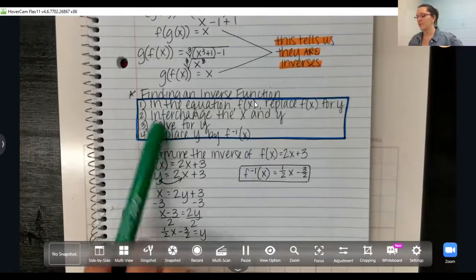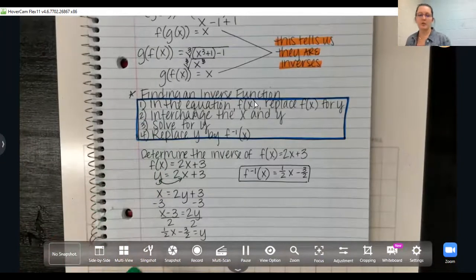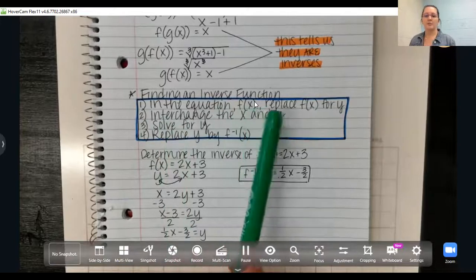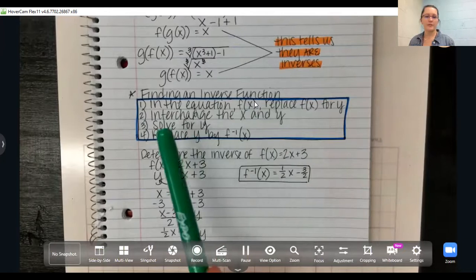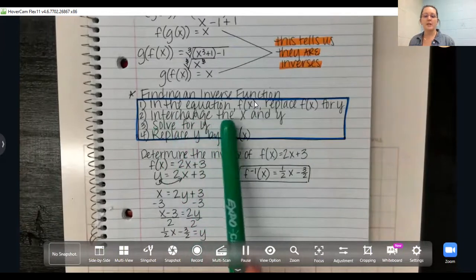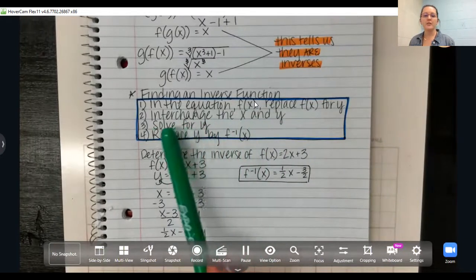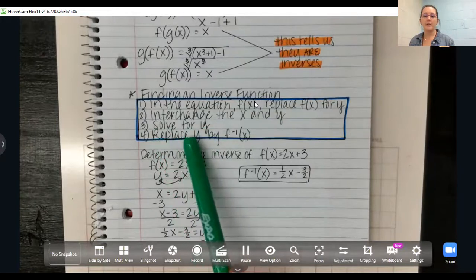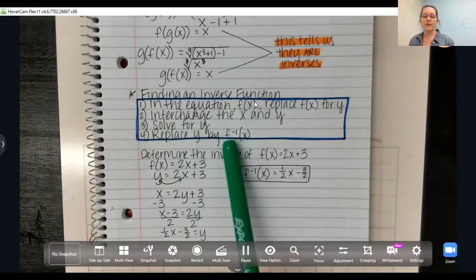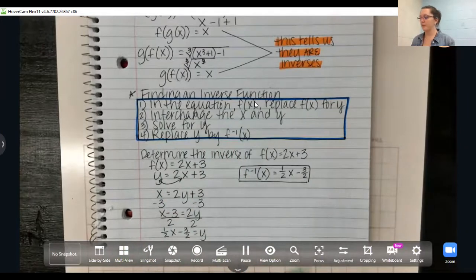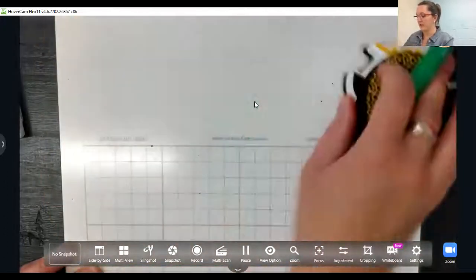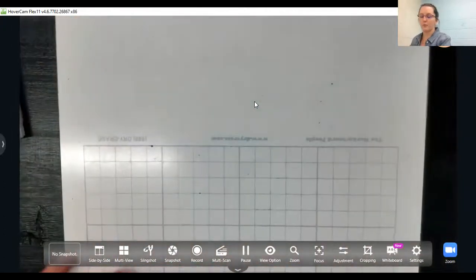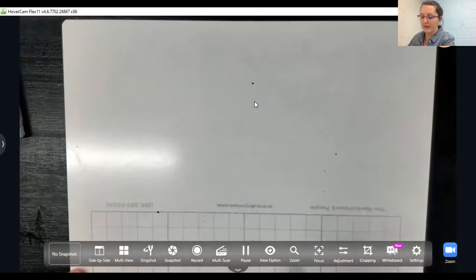So here are your steps for finding an inverse function. In the equation f of x, replace the f of x with y, because we know f of x is the same as y. Interchange the x and y, solve for y, and then replace y with f to the -1, or f inverse of x. So let's try this. I want to show you the work. I know it's here, and I'll show you that in just a second to let you copy it down. But just watching me work it out might help.